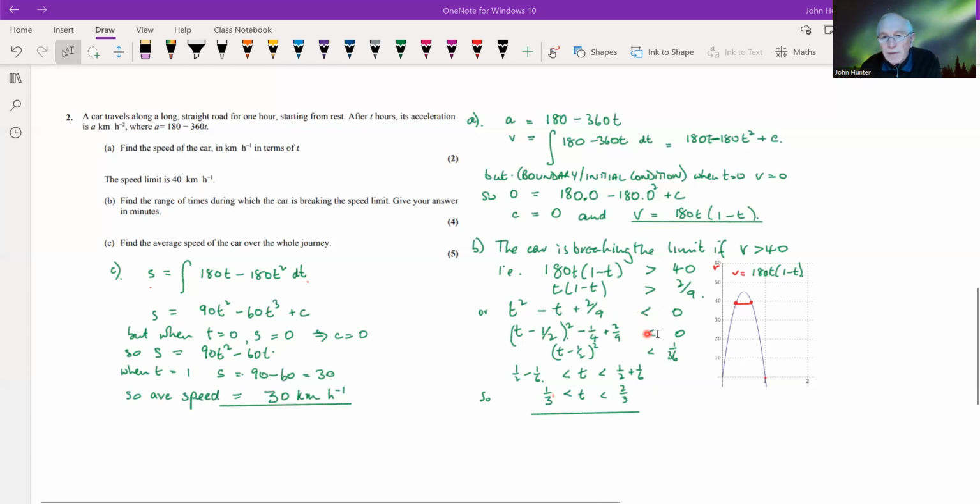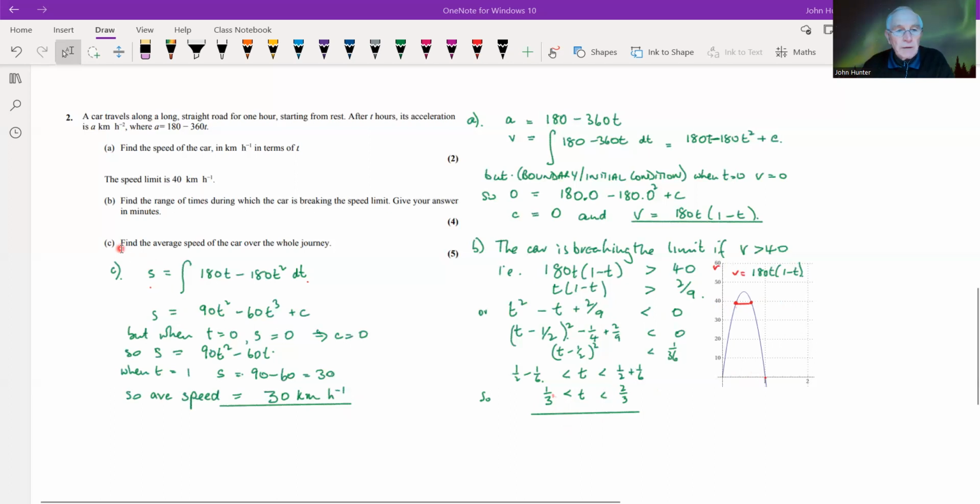And then if we solve that, without going through the details, it's just a solution of an inequality, then we find that t is between 1/3 and 2/3. I think that looks about right, doesn't it? If we drop a line down from those 2 points where the curve intersects v equals 40, then it seems entirely reasonable that we get 1/3 and 2/3. So it's breaking the speed limit for that period. Okay, so that's part B.